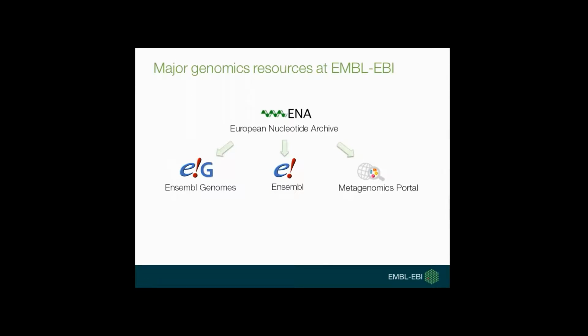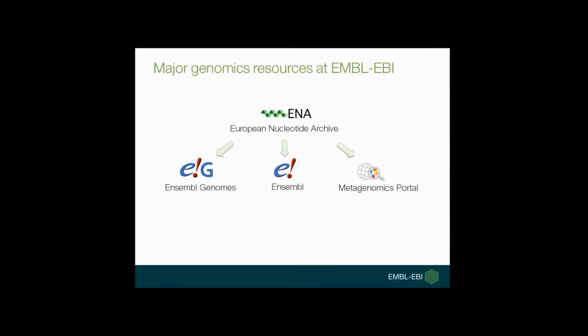My talk will cover the following major genomics resources: the European Nucleotide Archive, Ensembl and Ensembl Genomes, and the Metagenomics portal. The European Nucleotide Archive is a database that contains all of the nucleotide sequence data that you go away, do your experiments and submit to us. It's a primary database, which means that it simply contains the raw sequence data that is submitted.